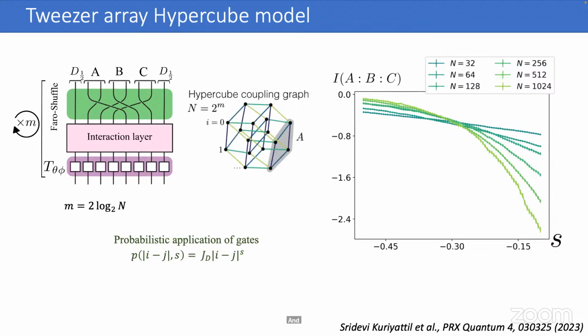And you need to go to bigger system sizes in some cases to see it, to get into a universal regime, than you do in other cases. But you see this again also on the hypercube coupling graph, which would require essentially different rates of application of gates at different layers of our shuffling process.